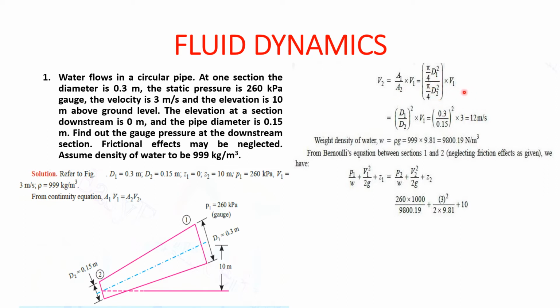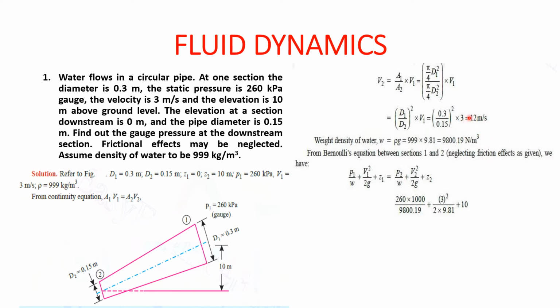Okay, so what we have to find now here is, pi by 4 and pi by 4 get cancelled, so D1 square divided by D2 square into V1. So we get D1 by D2 bracket square into V1. D1 is 0.3, D2 is 0.15, bracket square into 3, V1 is 3. So we get this as 12 meters per second. So naturally we are getting the velocity V2 as 12 meters per second.